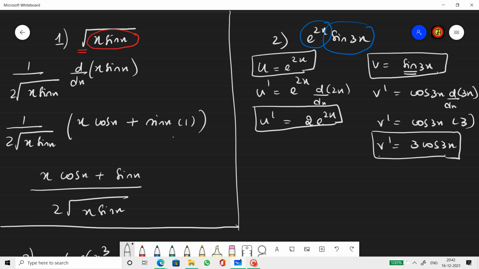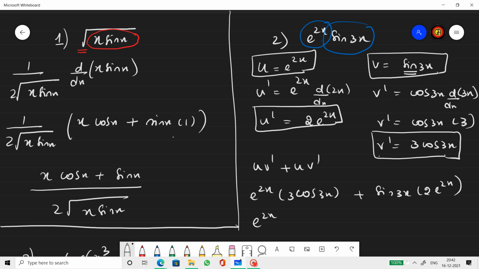And now when you put it in the formula, it's u into v dash plus v into u dash. So which means e power 2x into 3 cos 3x plus sine 3x into 2e power 2x. Now take whatever is possible to take out. 2e power 2x can be taken out. So 2e power 2x into 3 cos 3x plus 2 sine 3x will be the final answer.